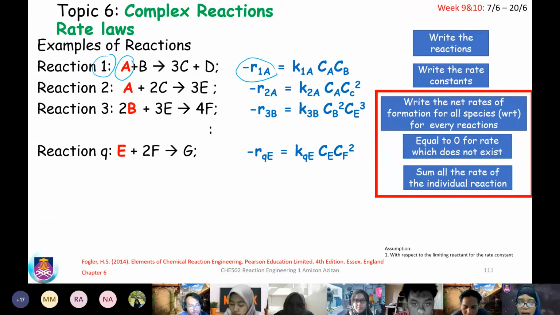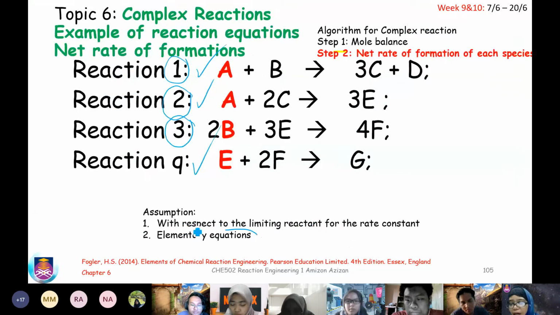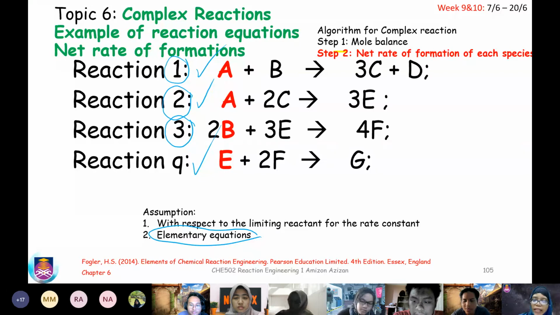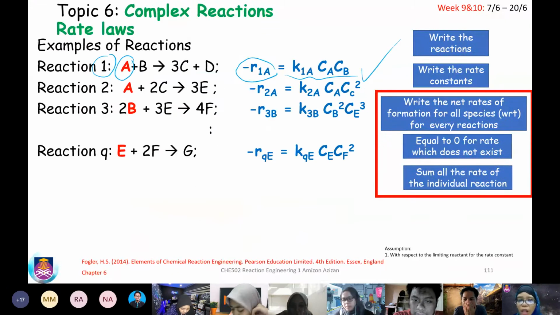I forgot to mention this, so I'm going to go back to my previous slide here. The assumption that we're going to make is elementary equations. So let's say this is an elementary equation, so it's much easier for us to write the rate law equation.